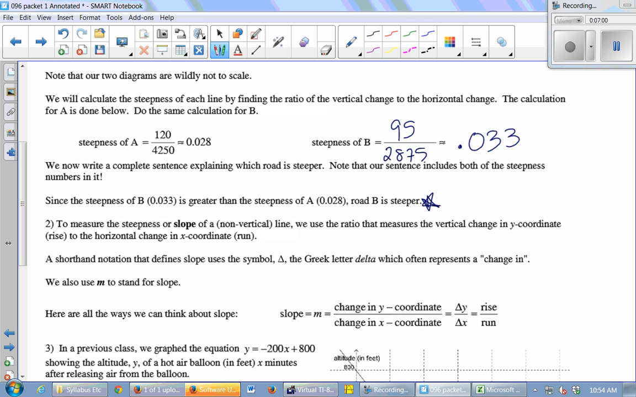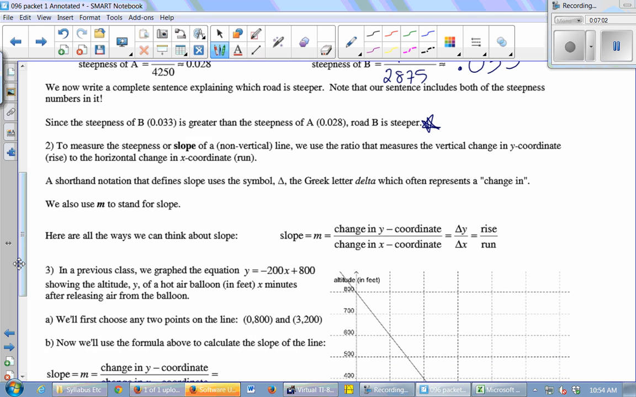A shorthand notation that defines slope uses the symbol delta, that little triangle, which often represents change in. If you take a physics course or chemistry course, or math courses after this, they will often use that symbol delta to represent change. Okay. And we also use M to stand for slope. So we get tons of new notation that I just introduced.